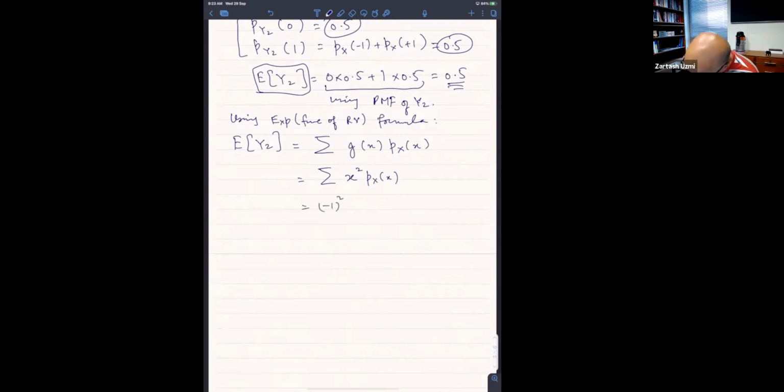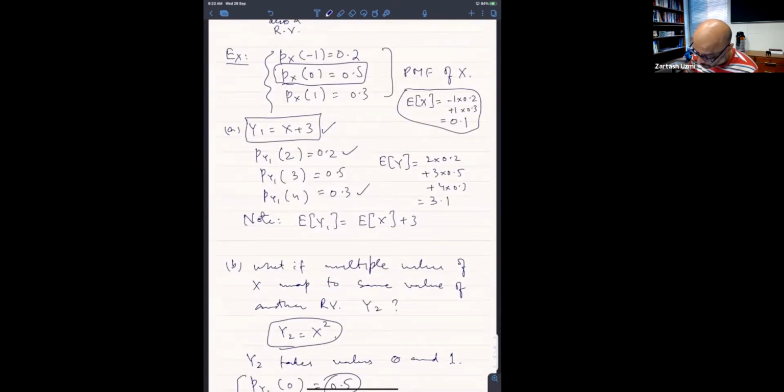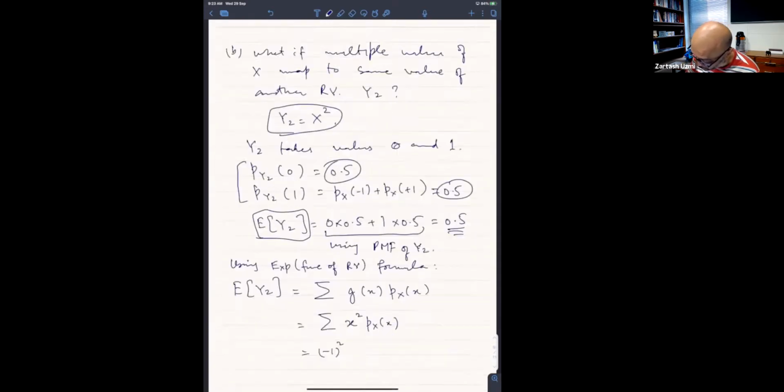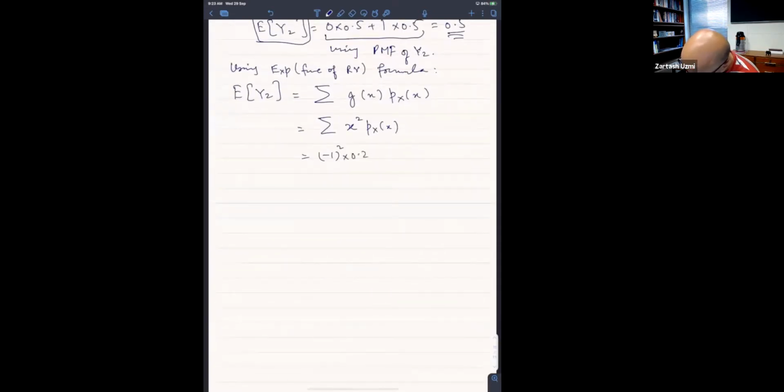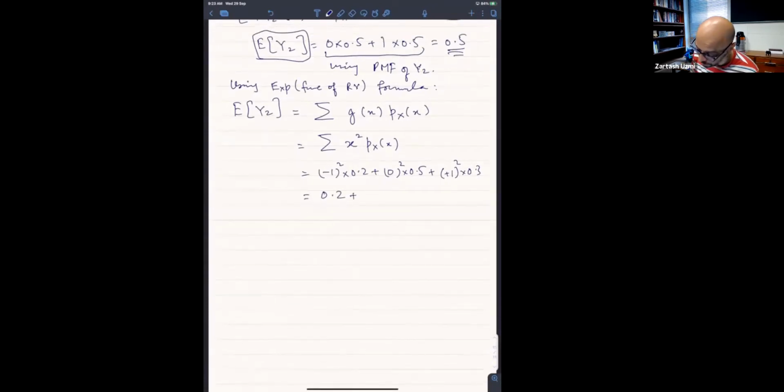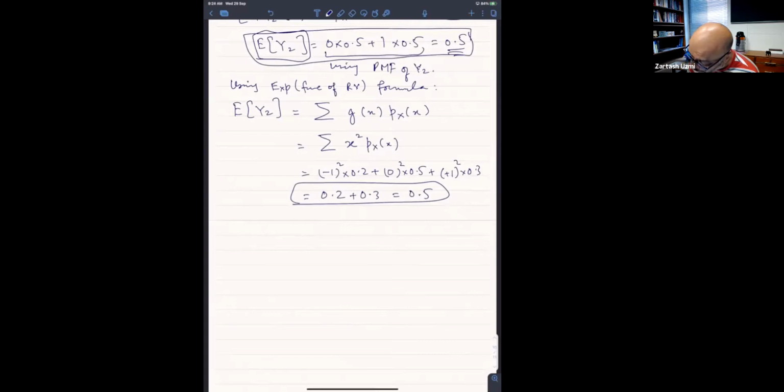This is -1 squared, since x takes the value -1 with probability 0.2, 0 with 0.5 and 1 with 0.3. So -1 squared into 0.2 plus 0 squared into 0.5 plus 1 squared into 0.3, which is equal to 0.2 plus 0.3, which is equal to 0.5. And you can see that this is exactly the same answer. What we found earlier was using the PMF of y2; for that we first had to find the PMF of y2, and from that PMF we found the expected value.